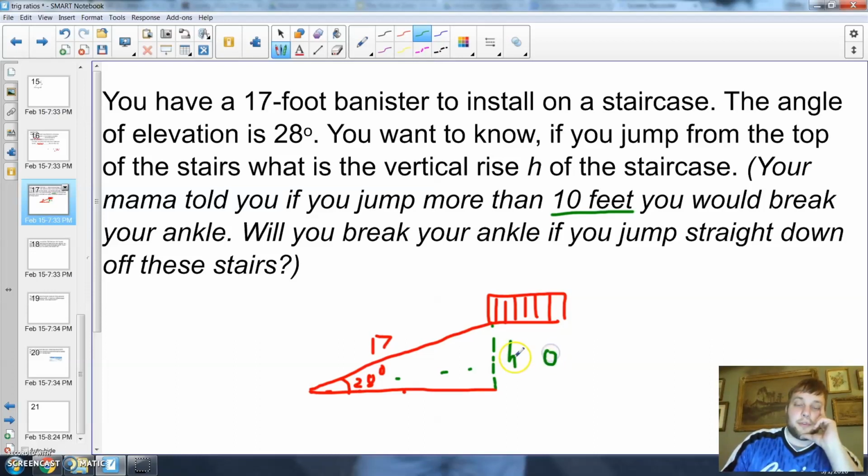That's kind of confusing with H being height. This is my opposite. This will be my hypotenuse because it's the longest side, and this is going to be my adjacent. So I need to use my opposite and my hypotenuse, right? Because I want to know opposite. I know my hypotenuse. So which uses OH?